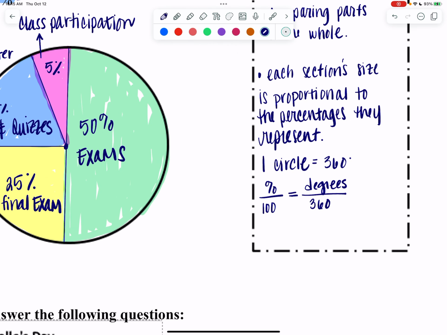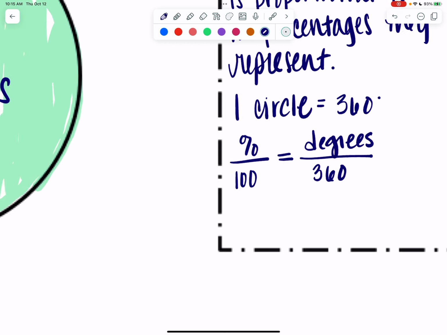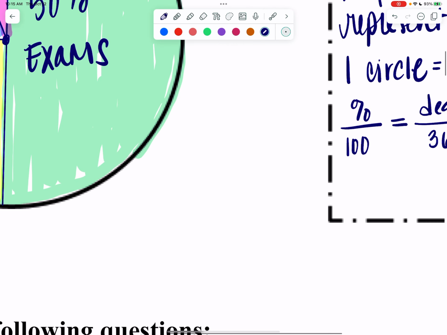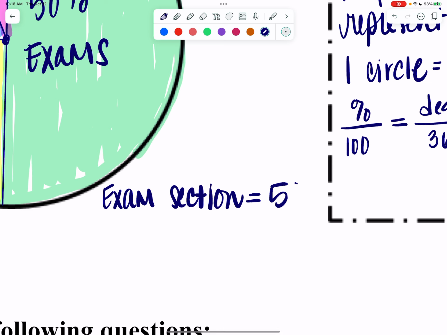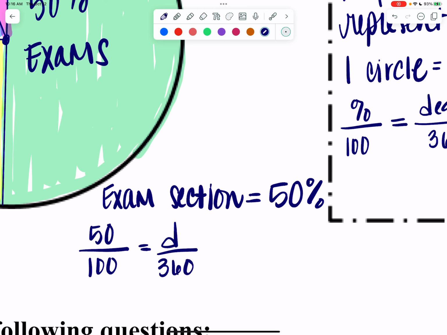Let's say we want to know how many degrees our exam section should take up. So I'll put it down here, exam section. It was 50%. So I would put 50% or 50 over 100. Let's use D for degrees. Now you guys have already solved proportions. This is not new. So we're going to cross multiply.